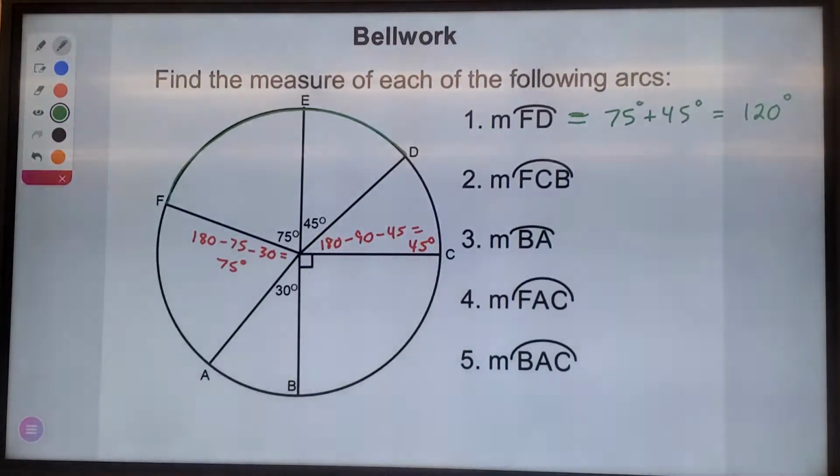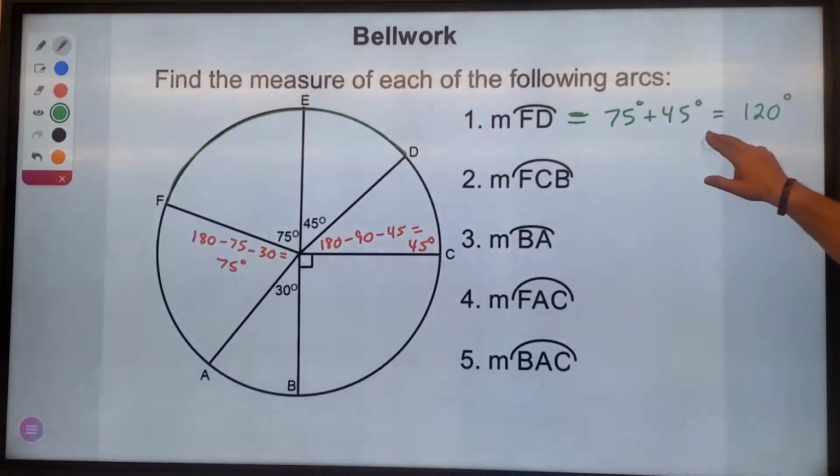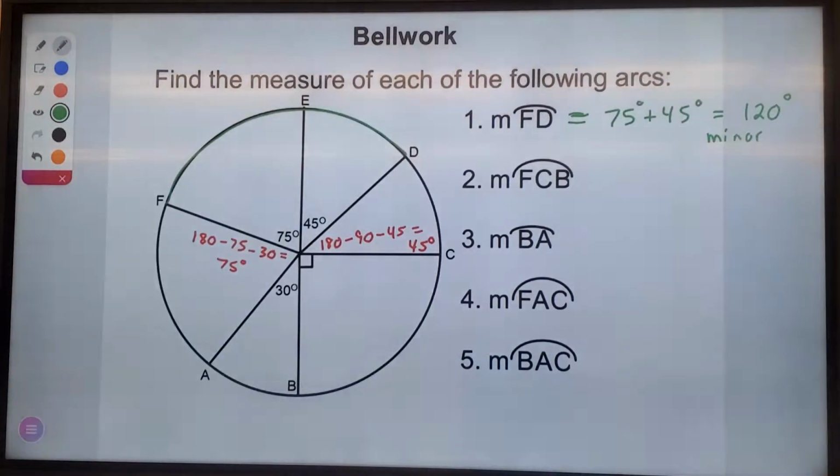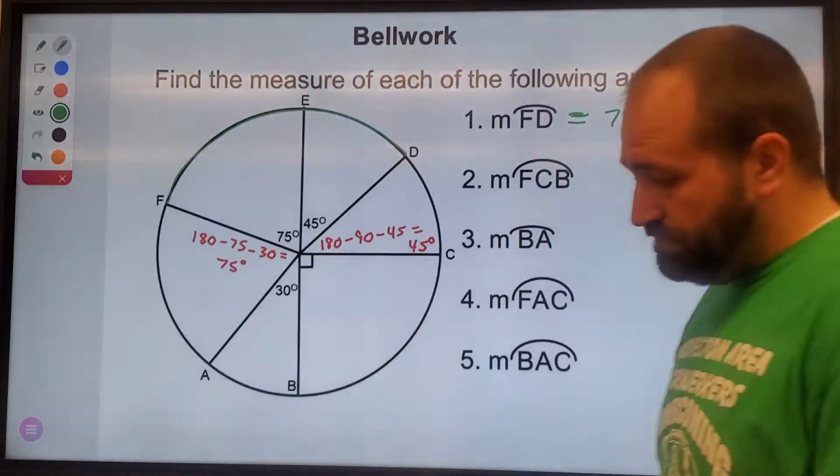120 degrees. Okay, and again, I'm going to ask you to classify these. So is this a minor, a major, or a semicircle? This being less than 180 degrees makes it a minor arc. Okay.